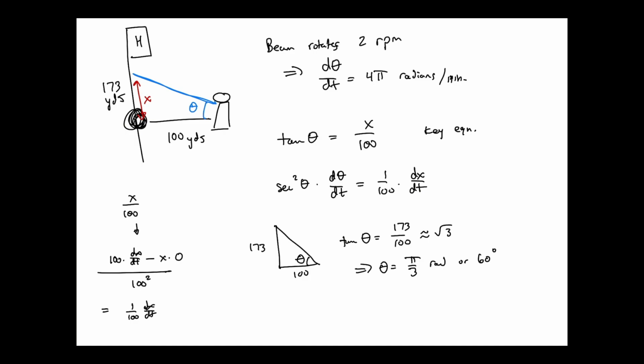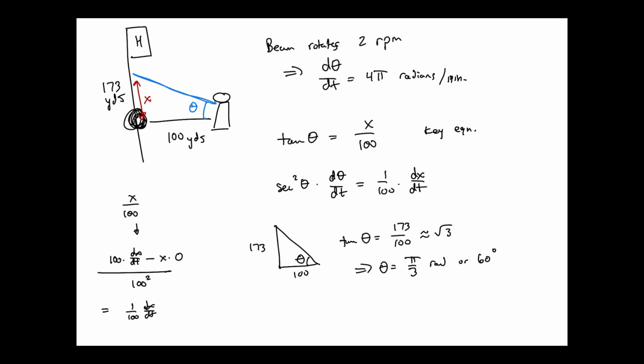Well, what is secant? It's 1 over cosine, right? So if I want to know that, what is cosine of pi thirds or 60 degrees? 1/2. So 1 over that is 2. And then what do I actually need to do to that? So I get 4. So what I claim then is that at the instant in time that we're working with, secant squared of theta is 4.